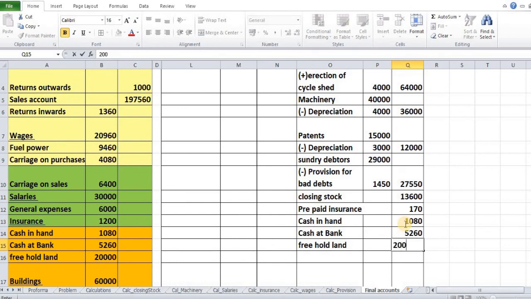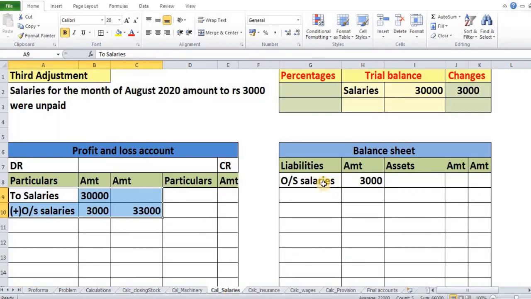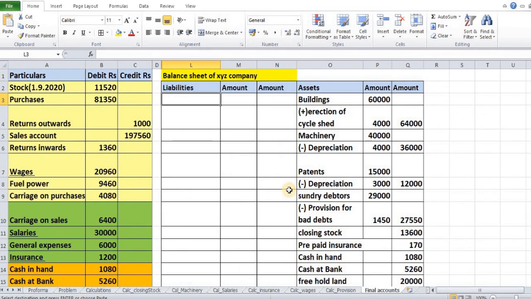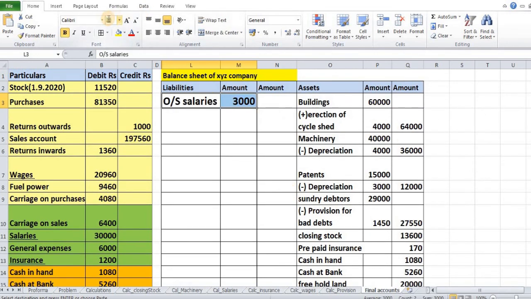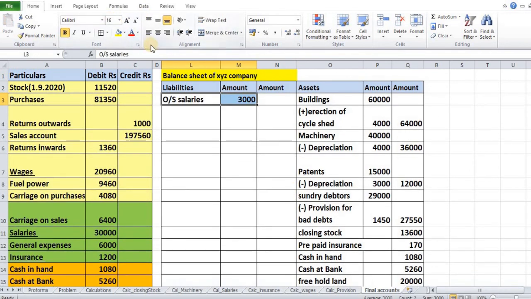Till here we have copied the data for assets and also we have mentioned accounts which don't have any adjustments. Now we'll copy the data for liabilities. Under the liabilities side we have adjustments related to outstanding salaries. So we'll copy the data from the working tab. We don't have any adjustment for sundry creditors. So we will mention sundry creditors on the liability side and its respective amount in the outer column.